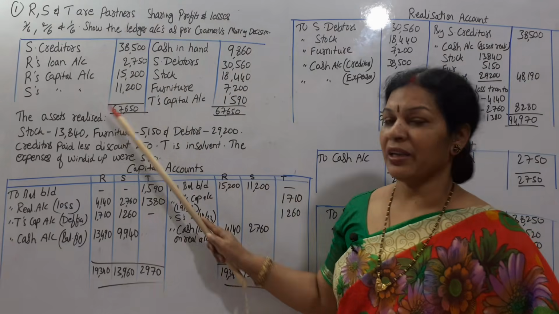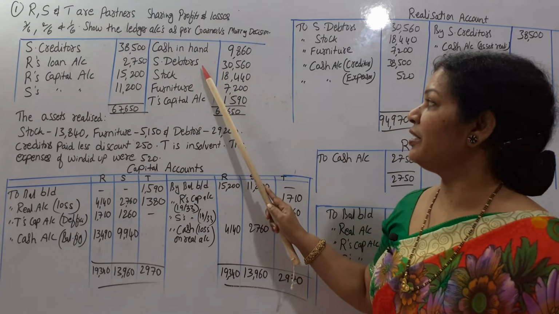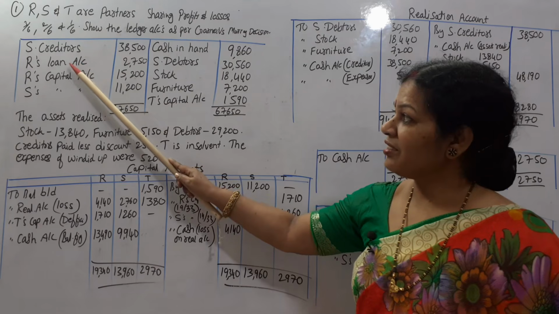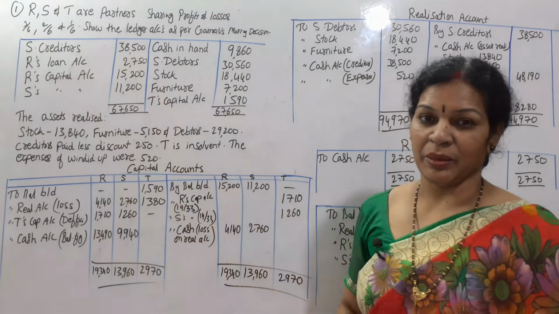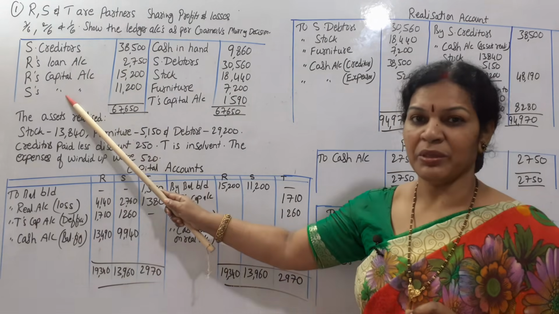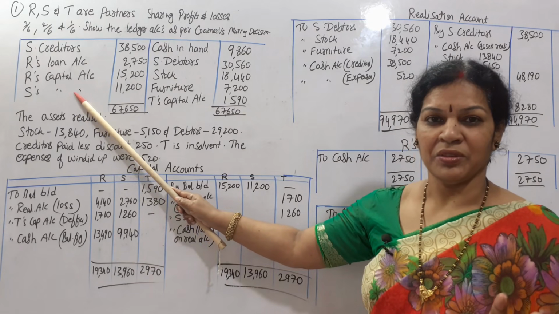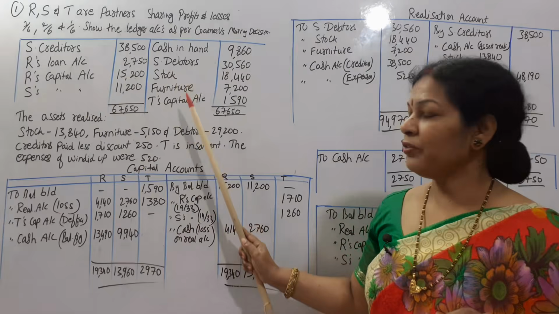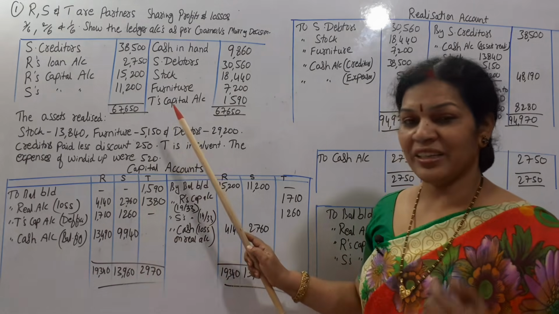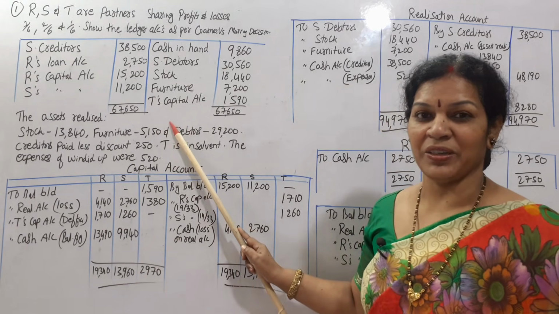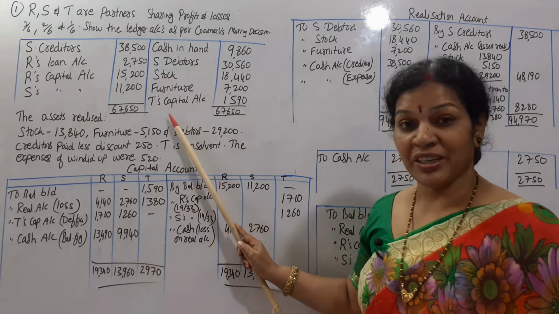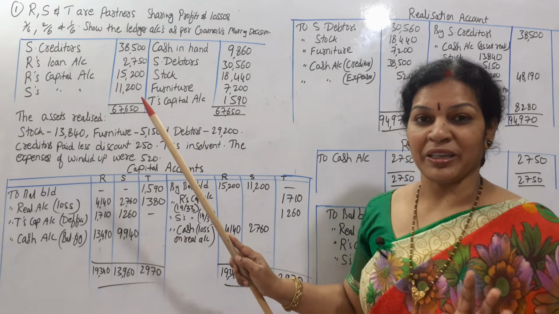Now, what is given to us? Balance sheet. In the balance sheet, what is there? Cash in hand, debtors, stock, furniture, T's capital. Creditors, R's loan account, R's capital account, S's capital account. Please remember, whenever you find a capital account on the liability side, it is positive, it is good. But when you find it on the asset side, it means insolvent. Now, ultimately you can say that T is insolvent because his capital is not shown on the liability side, it is showing on the asset side, meaning insolvent, bankrupt you can say.